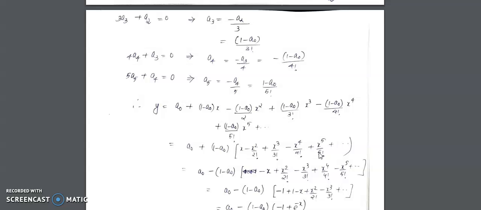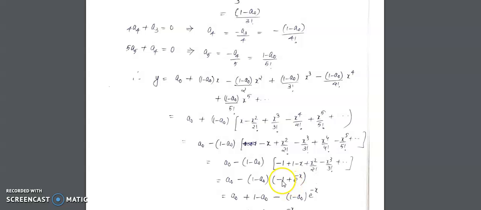So this can be modified into the series of e raised to minus x. And if I take minus outside, you will get a0 minus 1 minus a0 into minus x plus x square by 2 factorial minus x cube by 3 factorial plus x raised to 4 by 4 factorial minus x raised to 5 by 5 factorial plus etc. So adding 1 and minus 1 we get it in this form.